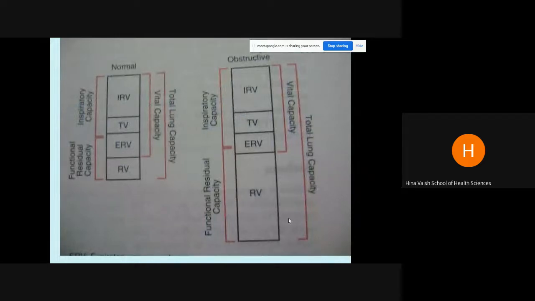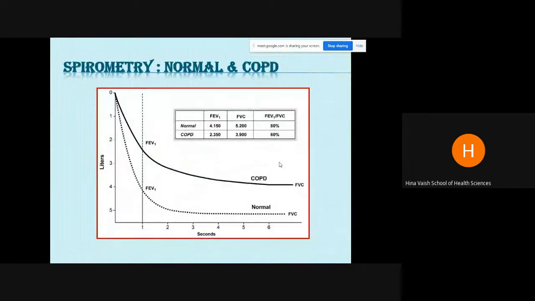So this is the difference between normal lung function and obstructive conditions. Here on the left side, I've shown you the normal lung functions, and here on the right side, the obstructive one. You can see that the residual volume is really increased. Functional residual capacity is affected because of the increase in residual volume. Especially in cases of pink puffers, the total lung capacity is increased.